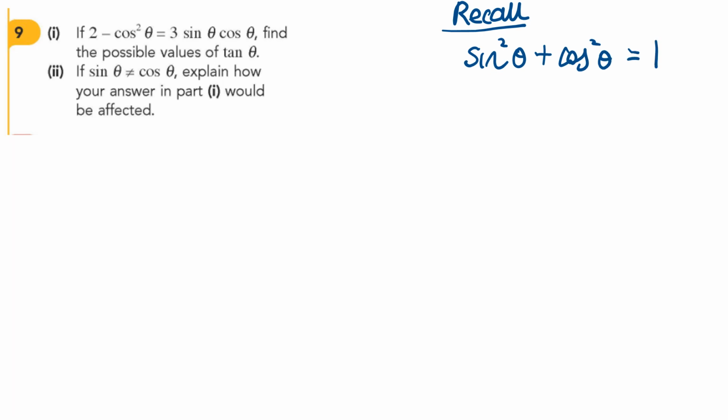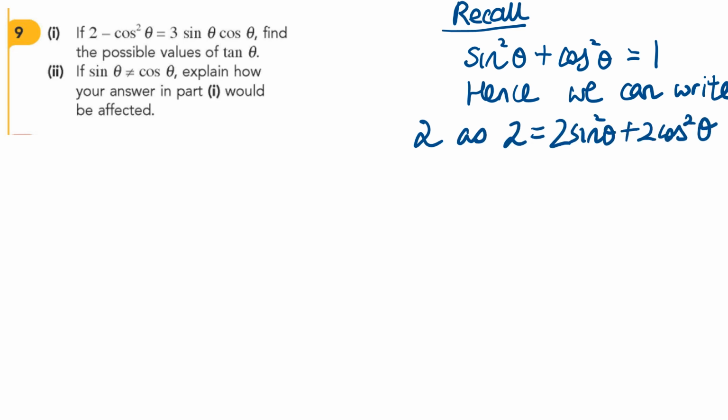Okay, so this one we recall your Pythagorean identity. Sine squared theta plus cos squared theta equals to 1. Right, so hence if you have this number 2, we can actually write 2 as 2 sine squared theta plus 2 cos squared theta. If you have this number 3, you can actually write 3 as 3 sine squared theta plus 3 cos squared theta. Because sine squared theta plus cos squared theta equals to 1, right?